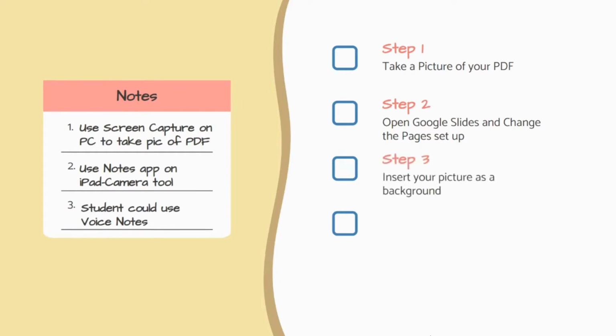And step 3, you insert your picture as a background in the slide. That way, once it's in as a background, students can't move that picture around. And then lastly, you would insert text boxes where the students should type. So let's go through this. Let me show you how you do it.